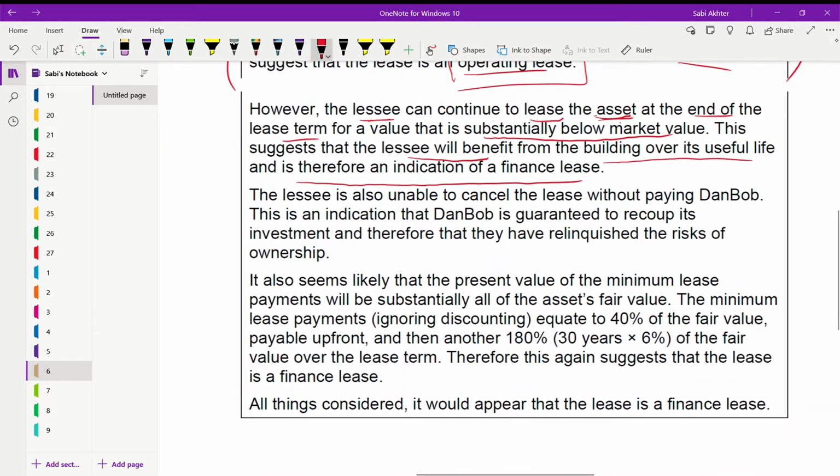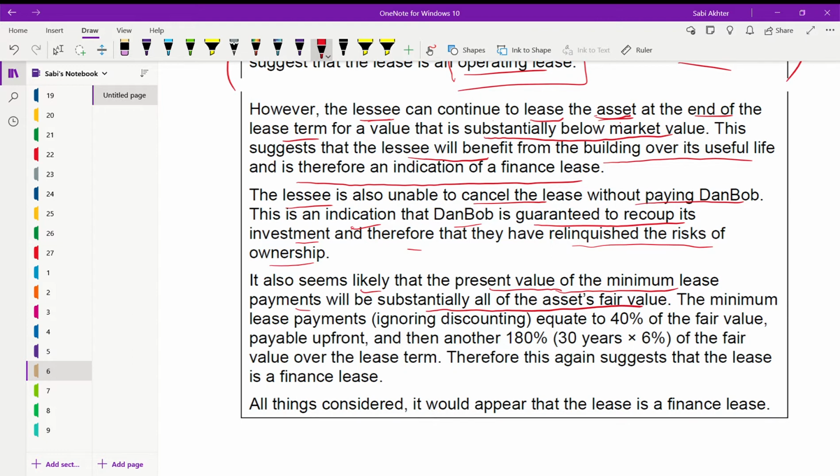The lessee is also unable to cancel the lease without paying. So the lessee cannot cancel the lease without paying Danbob. This is an indication Danbob is guaranteed to recoup his investment and therefore that they have relinquished the risk of ownership. It also seems that the present value of the minimum lease payments will be substantially all of the asset's fair value.